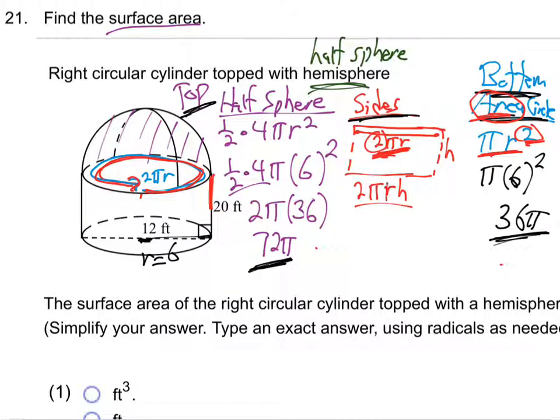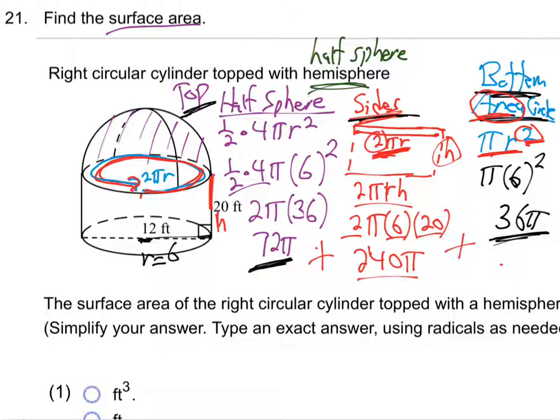All right, let's finish up the sides here. 2 pi r, the radius is 6. The height, here's the height, it's the 20. That's the height of the sides. It's not the height of the overall thing, but it's the height of the sides. So 2 times 6 is 12, times 2 is 24 with a 0, 240 pi.